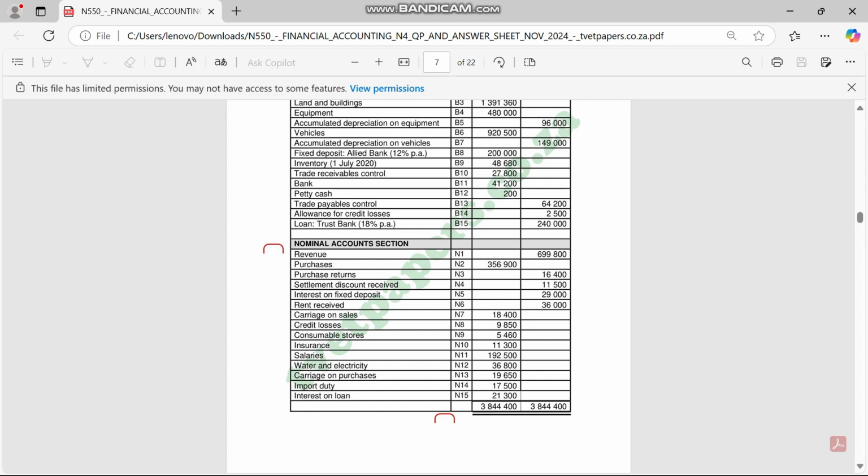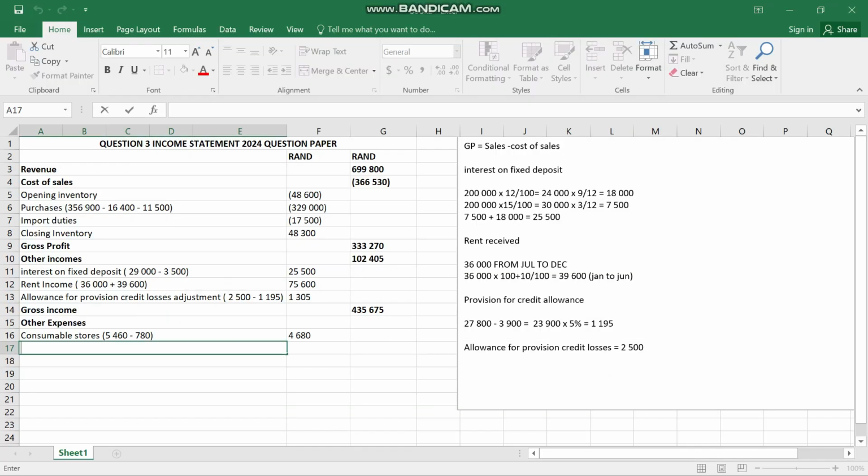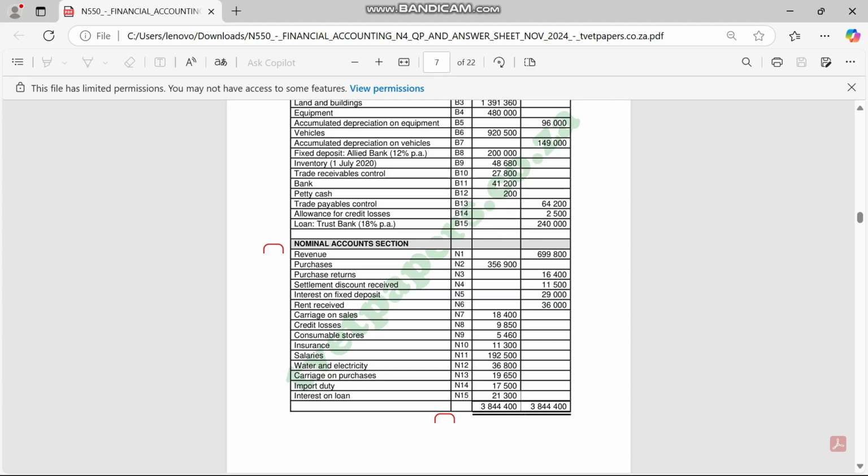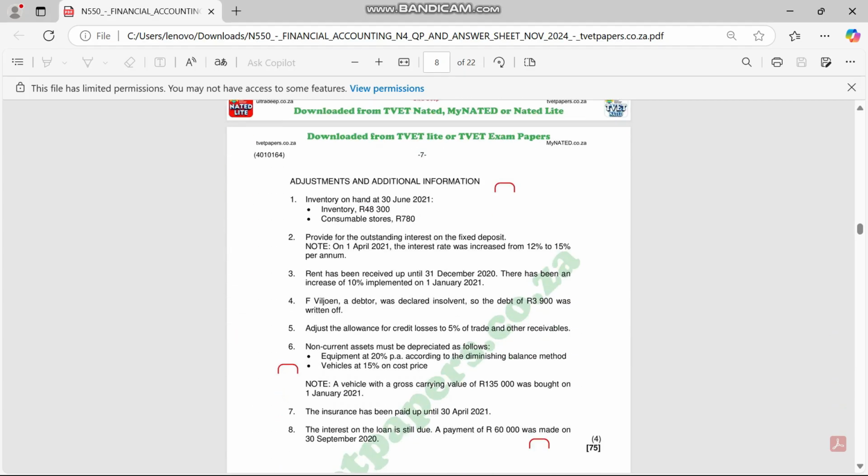Okay, so we have credit losses, which is 9,850. We add the remaining one that ran away. So meaning it increases our credit losses. Then we go and continue to more transactions.